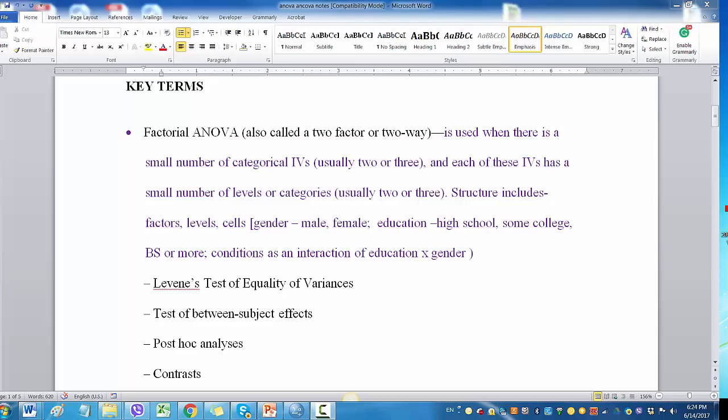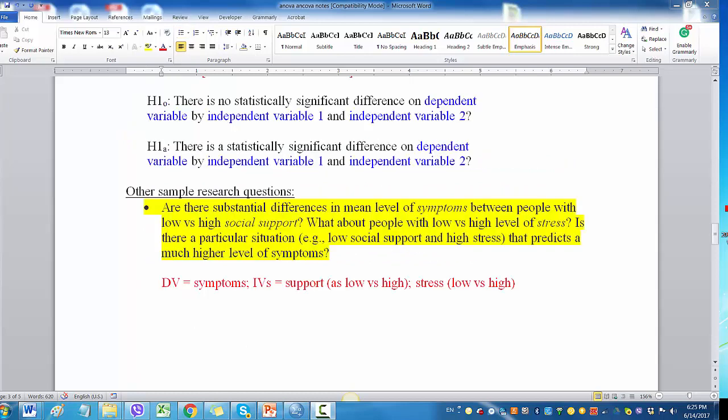In this example, we are looking at factorial ANOVA to analyze the level of symptoms from two variables, stress and level of support. So the research questions will be at least three here in this situation, because we have one dependent variable and then two independent variables, support and stress, each with two levels, low and high. So they are coded as 1 and 2, or the way you want to code them.